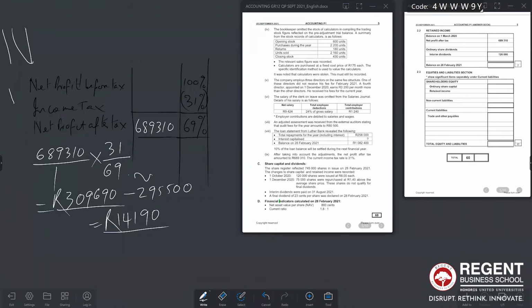So I've got that. Now I need to work out my dividends. The interim dividend, they gave it to you, they filled it in, and they gave you the amount of 126,000. Now fill in the final dividend. On the next line, you're going to write down final dividend. Now, how many shares do I have in issue at the end of the year? They told you the share register reflected 745,000 shares in issue on the 28th of February. That's under information C.